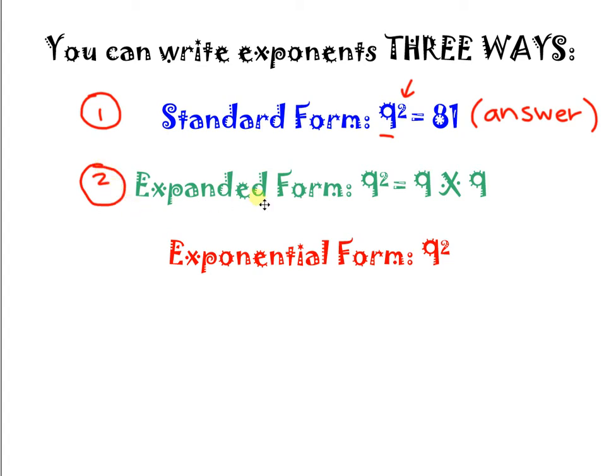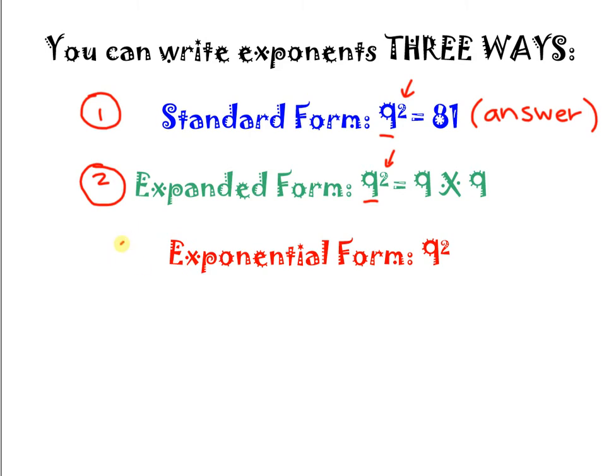The second way to write exponents is in expanded form. When you think of expanded, you think of stretching something out, and that's all you're doing. So again, if I give you the base of 9 and an exponent of 2, all I'm asking you to do is to stretch it out. 9 times 9. If this was an exponent of 3, you would write 9 times 9 times 9.